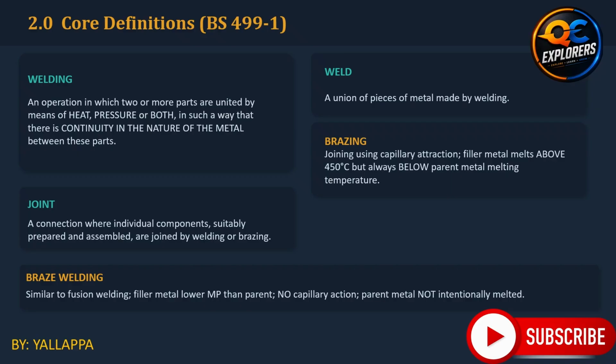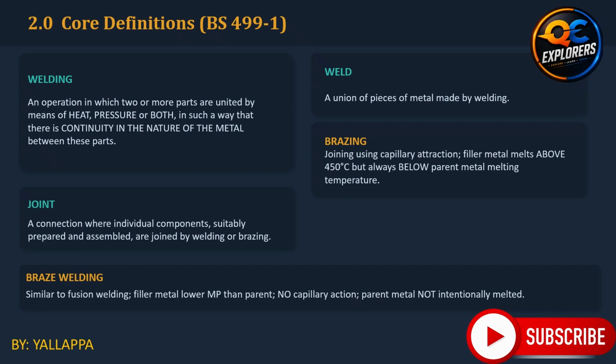The joining process must be correctly identified because the terminology, procedure requirements, and acceptance criteria can be different. A useful examination strategy is to focus on the defining feature of each process rather than memorizing long sentences. For brazing, remember capillary attraction. For braze welding, remember no capillary action and no intentional melting of the parent metal. For welding, remember continuity in the nature of the metal.